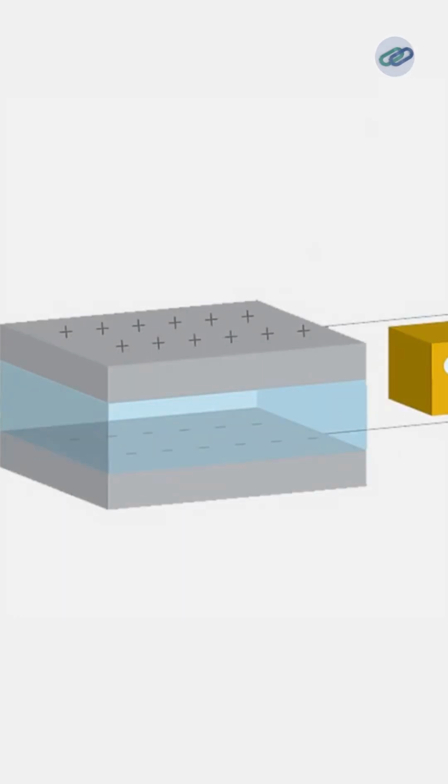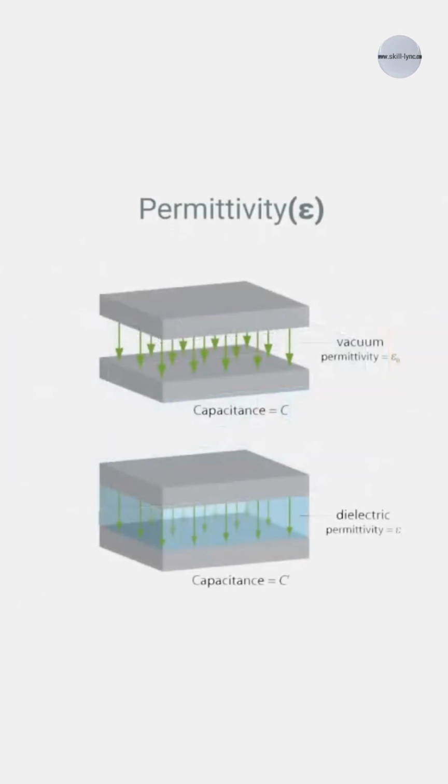polarization. For selecting a dielectric material, its properties should be carefully considered. The first one is the permittivity of the dielectric material. Permittivity is defined as the ability of the material to store electrical charges when an electric field is applied.